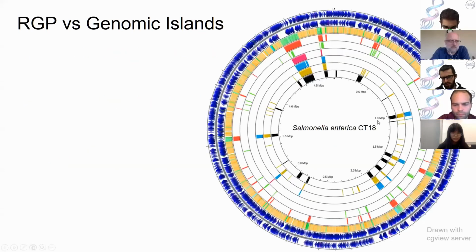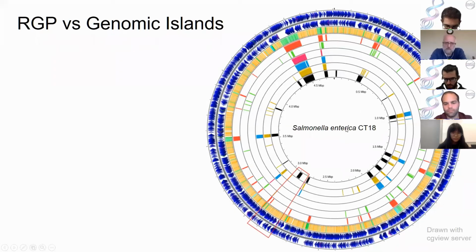So this is a circular representation of a Salmonella enterica CT18 genome. The outer layers are the genes. The inner layers are genomic island predictions. The one in red is panRGP, and the one in black are the literature genomic islands. So panRGP globally detects the literature genomic islands relatively well.